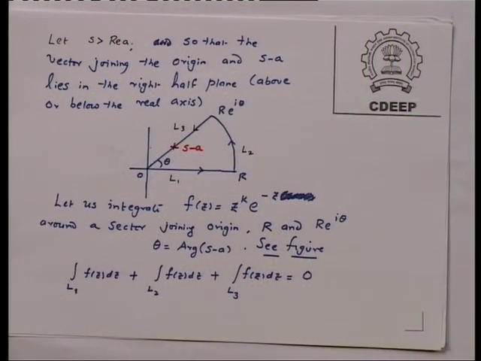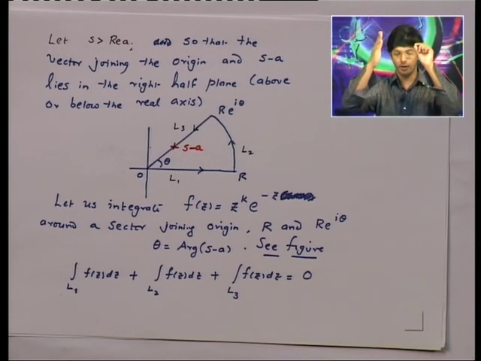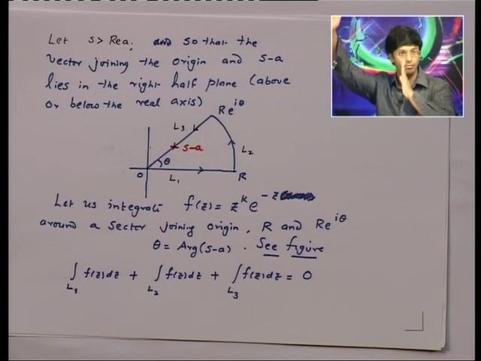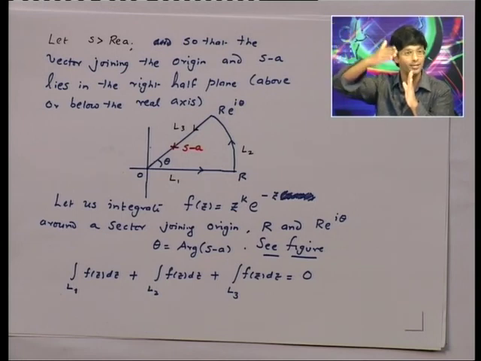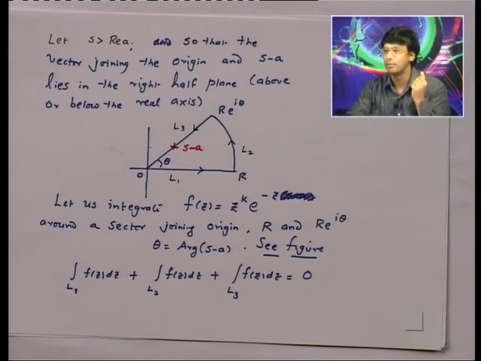Let us begin by assuming that s is bigger than the real part of a. a is here and s is to the right of a. S bigger than the real part of a means s is lying on the right of a. So, the vector joining the origin and s minus a, the position vector of s minus a, basically points to the right. Is that clear?